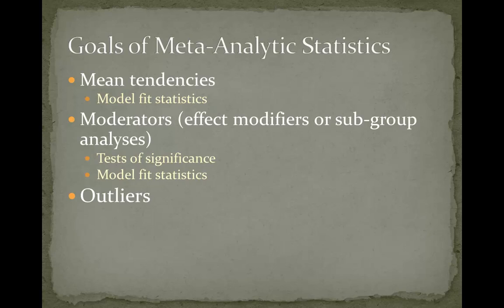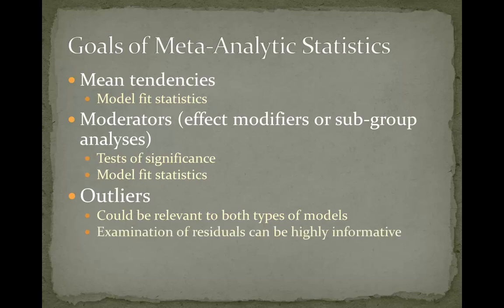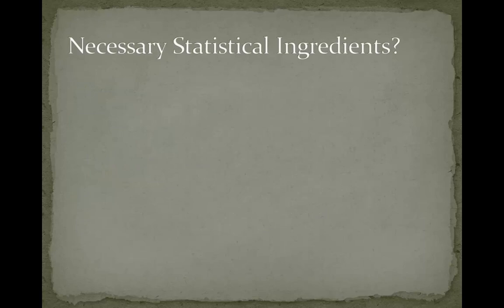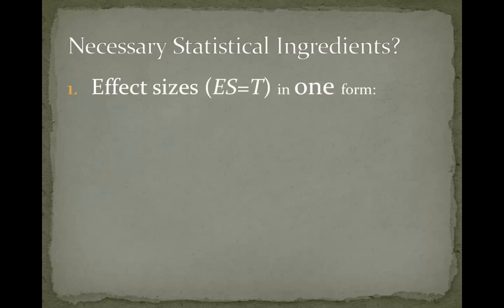So let's see how we can manage the subject of testing models in meta-analysis. And you see the point there. So what are the necessary statistical ingredients?